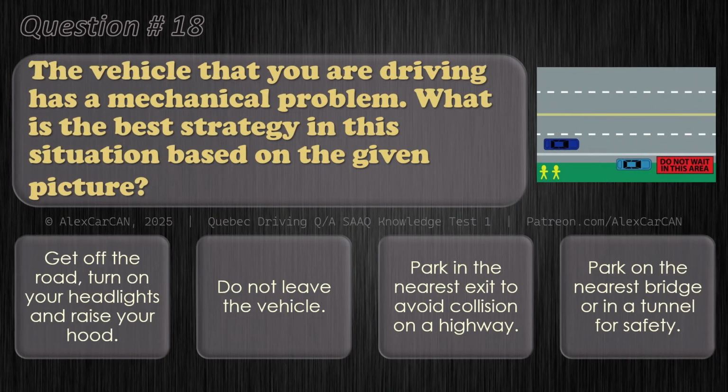Question number 18. The vehicle that you are driving has a mechanical problem. What is the best strategy in this situation based on the given picture? Get off the road, turn on your headlights and raise your hood. Do not leave the vehicle. Park in the nearest exit to avoid collision on a highway. Park on the nearest bridge or in a tunnel for safety. The correct answer is: get off the road, turn on your headlights and raise your hood.